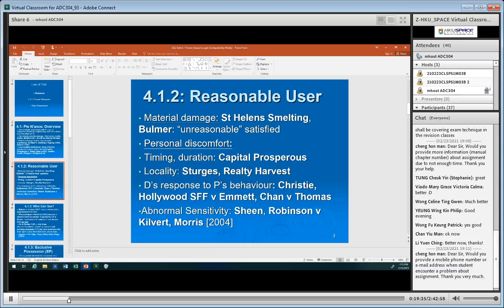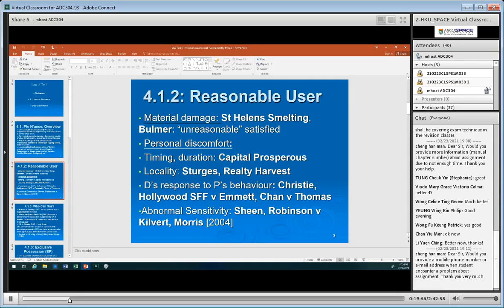The defendant's response to the plaintiff's behaviour, if you like, malice, or acting in a way which amounts to antisocial activity, that would be unreasonable. So if you like, a disproportionate response to noise and activity coming from your neighbour's property.